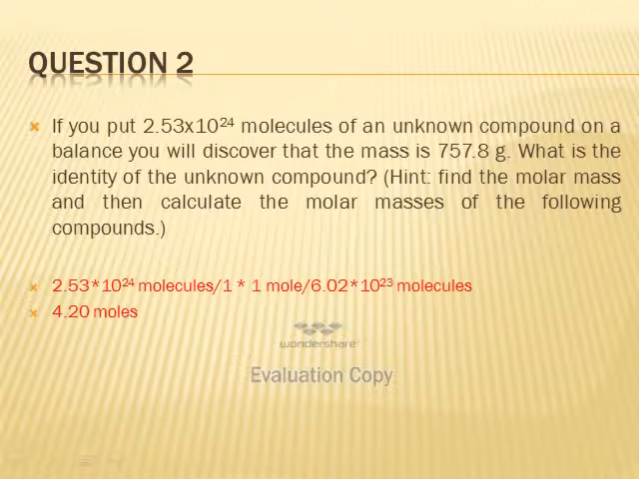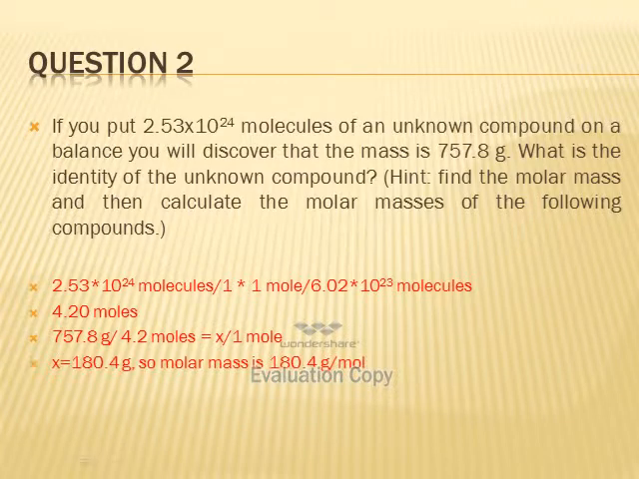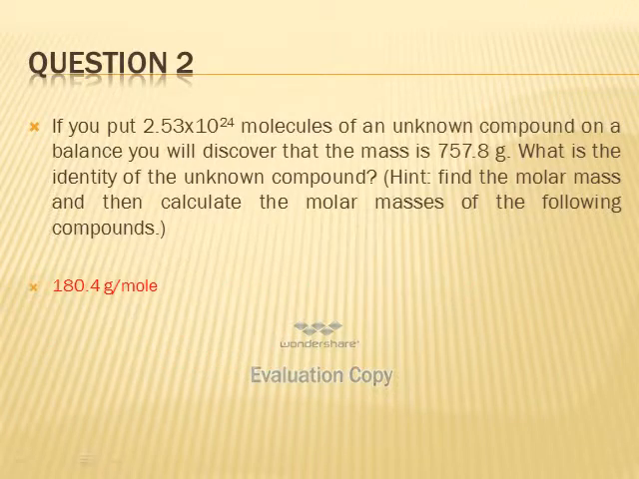We now have a mass and number of moles of a compound. If 4.2 moles of a compound have a mass of 757.8 grams, then what is the mass of 1 mole? It is exactly the same procedure as in the last example. Let's set up a proportion and solve for number of grams. Did you get 180.5 grams? That's correct. So the molar mass is 180.5 grams per mole.